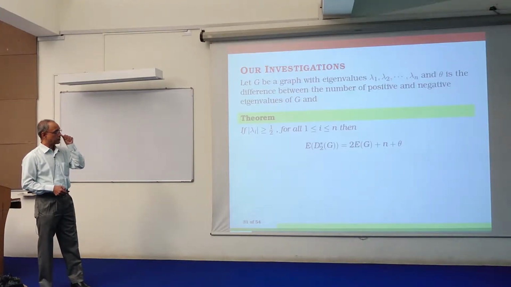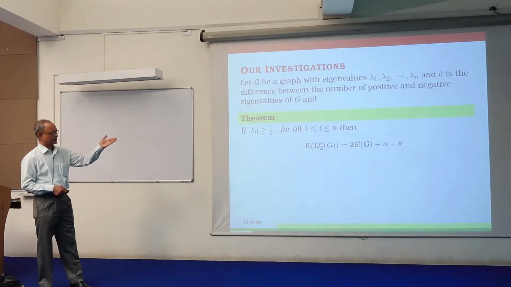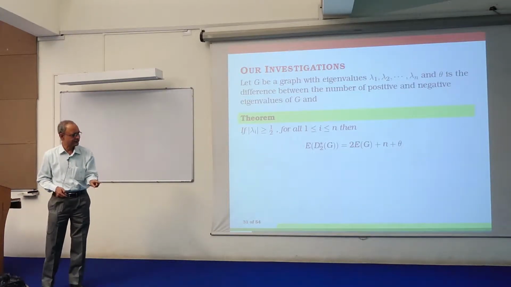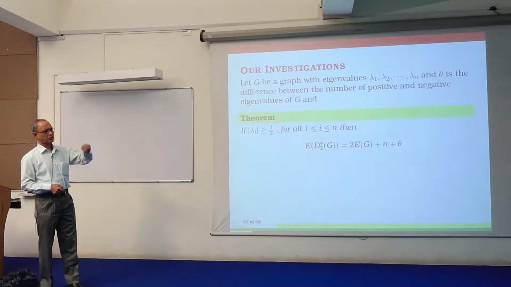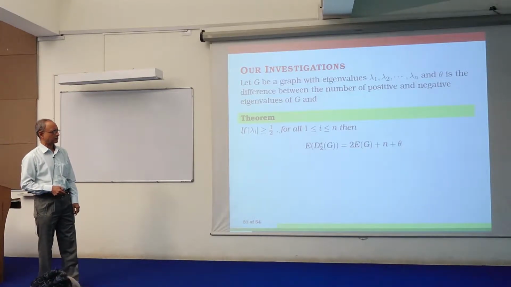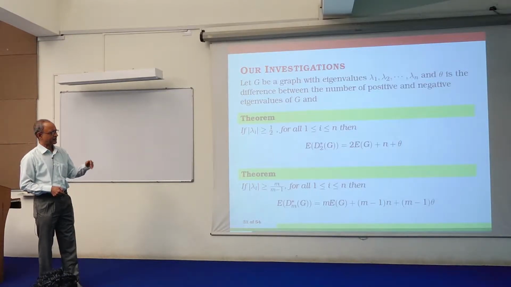Then the energy of the 2-extended shadow graph is 2 times the energy of G plus n, the number of vertices, plus theta. Theta is the difference between the number of positive and negative eigenvalues of G. And the same type of result is established for the extended m-shadow graph.